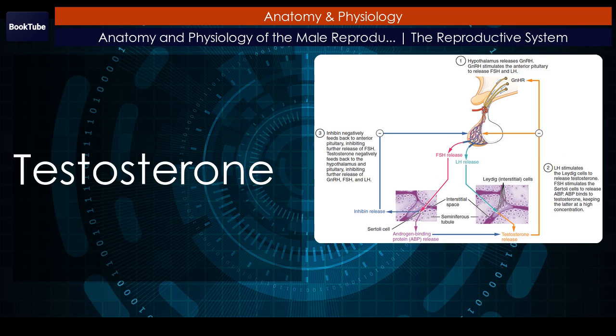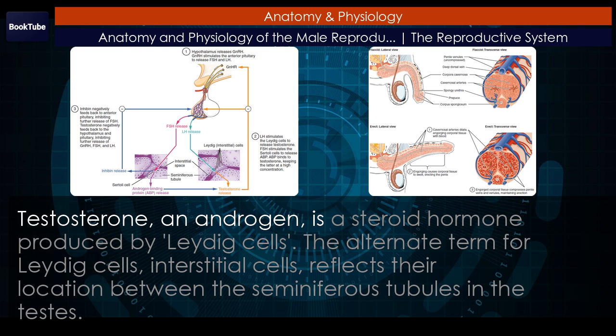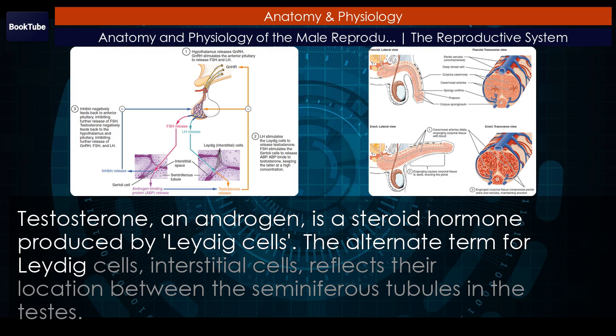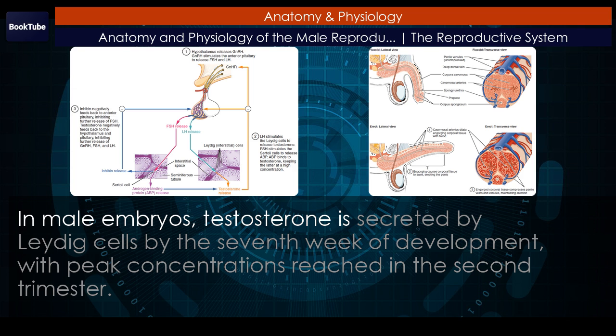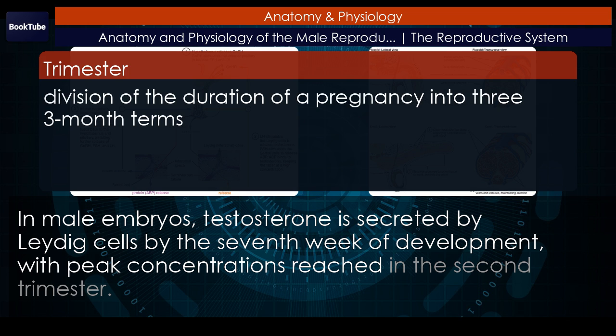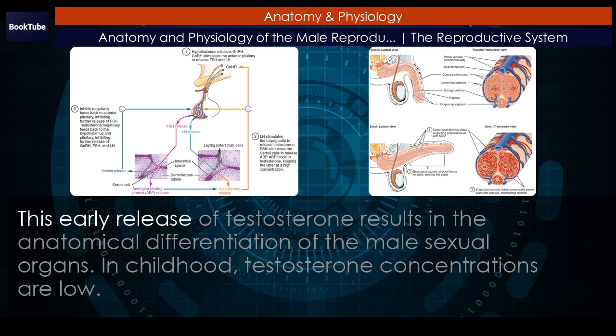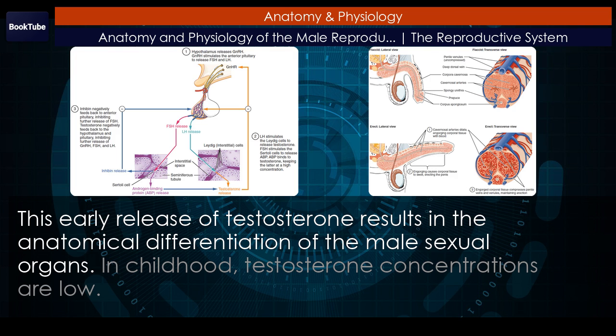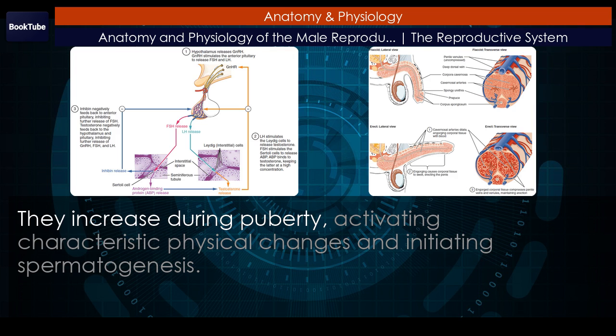Testosterone, an androgen, is a steroid hormone produced by Leydig cells. The alternate term for Leydig cells, interstitial cells, reflects their location between the seminiferous tubules in the testes. In male embryos, testosterone is secreted by Leydig cells by the 7th week of development, with peak concentrations reached in the second trimester. This early release of testosterone results in the anatomical differentiation of the male sexual organs. In childhood, testosterone concentrations are low. They increase during puberty, activating characteristic physical changes and initiating spermatogenesis.